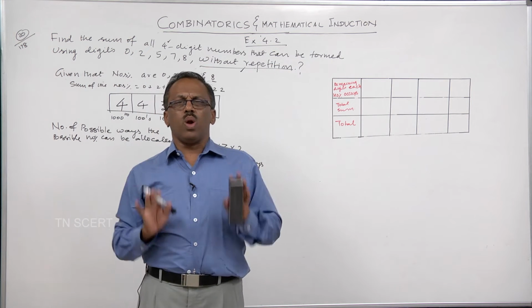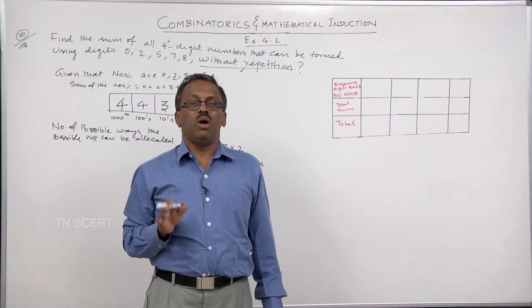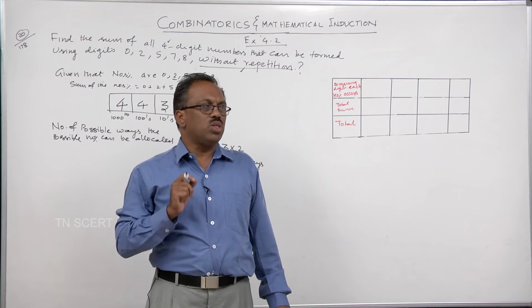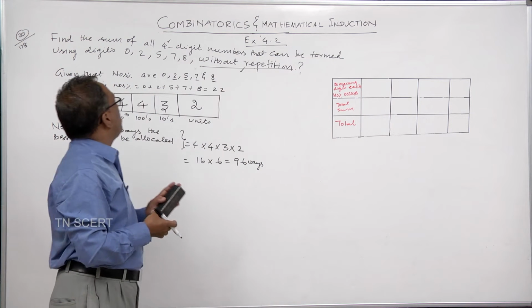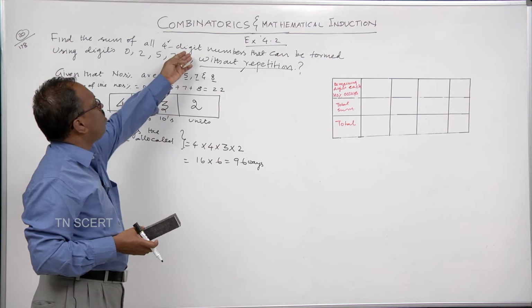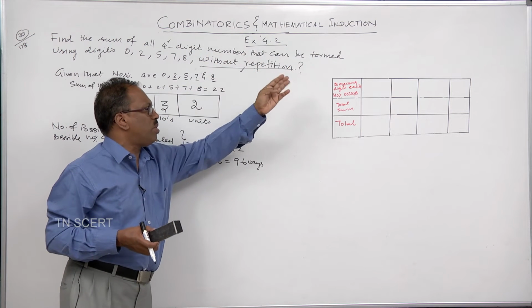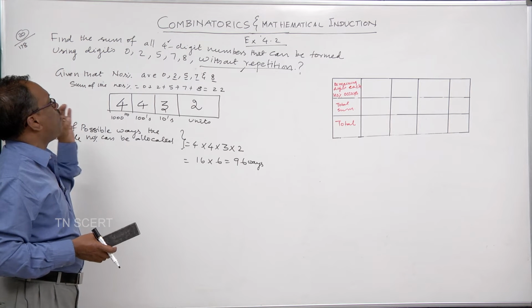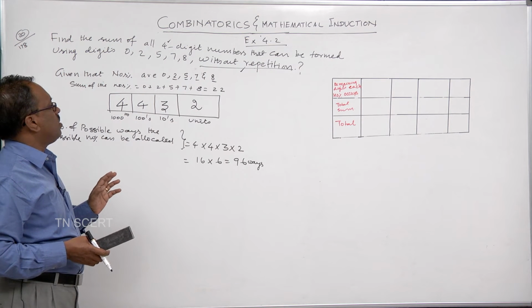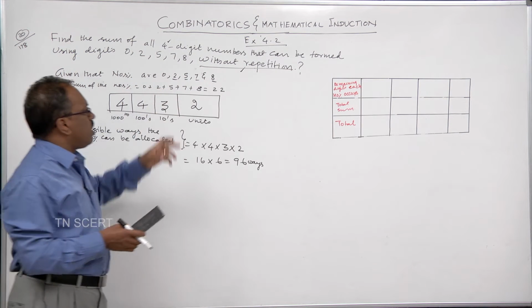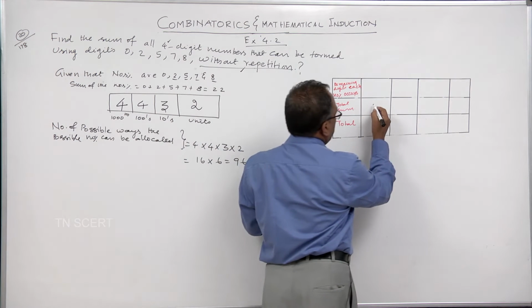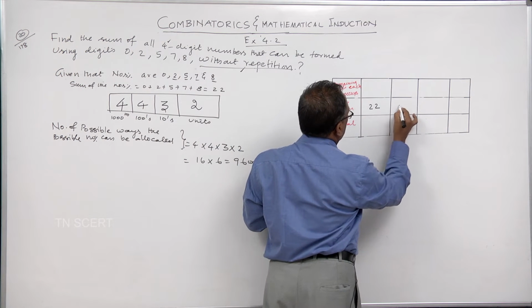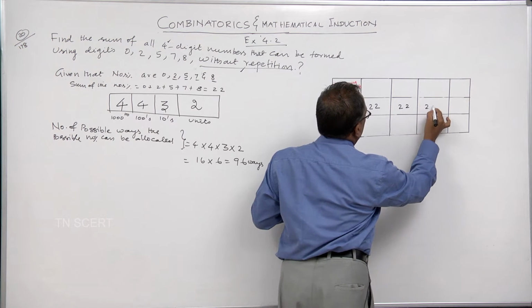Will it be over or not? No, not yet, because the question is entirely different. The sum of all 4-digit numbers that can be filled. I wanted to fill up each place with that number also. Here the total sum is 22 here. I can make this a tabular column. The total sum is here.